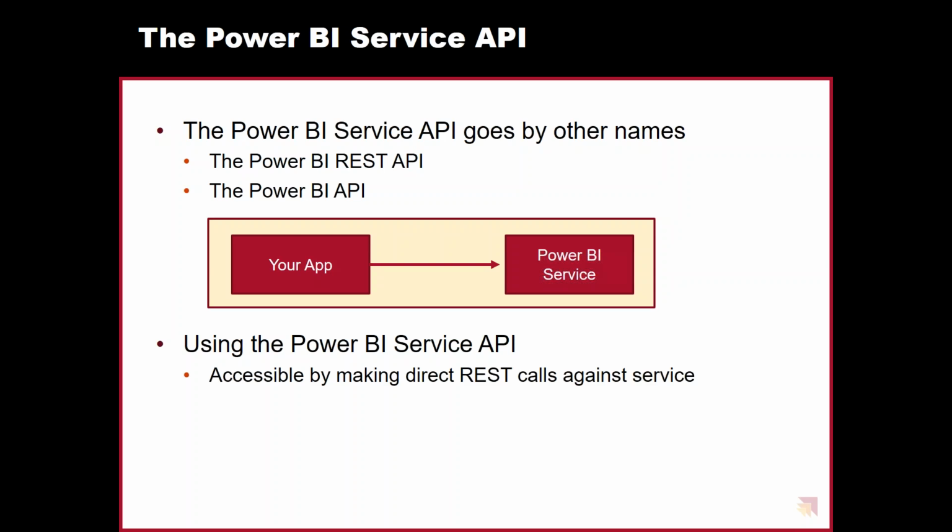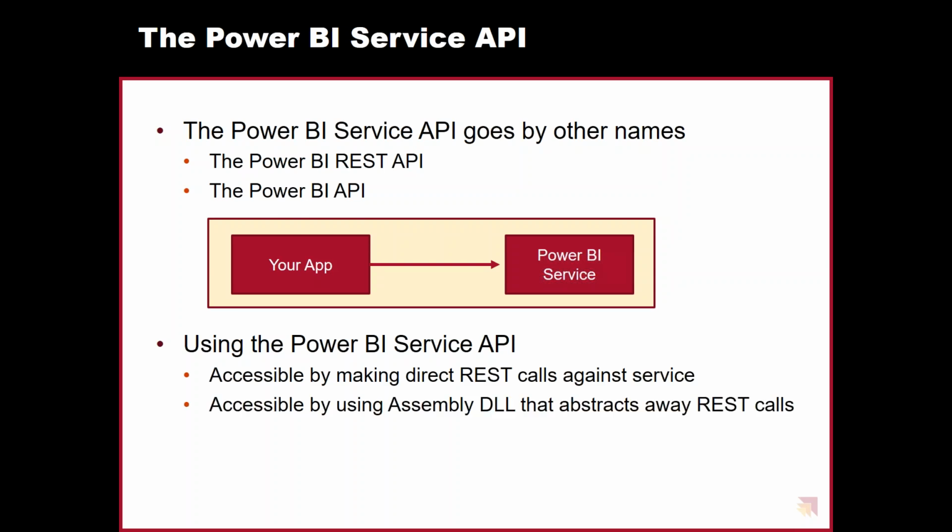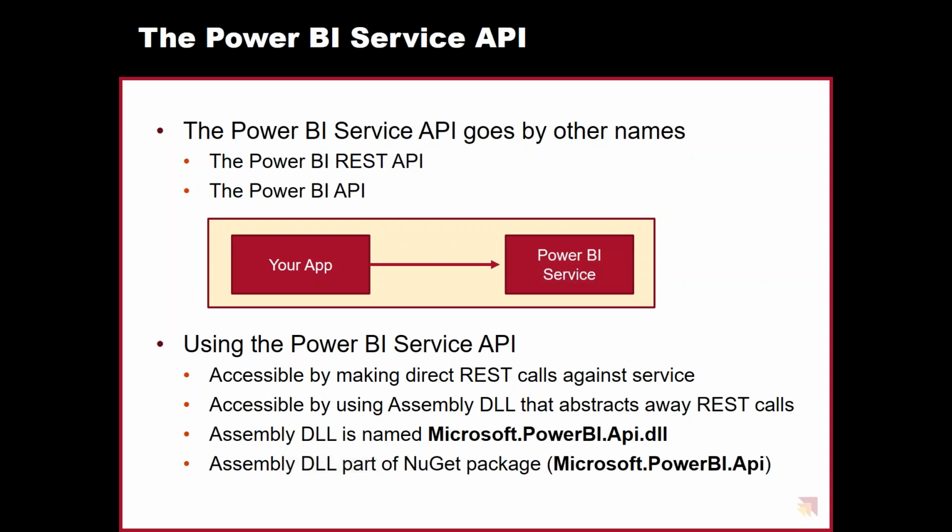Once again, using the Power BI Service API, you can make direct REST calls against it. You can use the assembly DLL that abstracts away the REST calls. If you have used this DLL, what you'll find is it's growing, but it's not growing as fast, and it doesn't cover everything that the raw REST API does. So we're playing this game where we use the assembly to do what it can do, and for things it can't do, we fall back and make REST calls directly. It's an imperfect world, but that is the way things are working, and you'll see some examples of that as we go through the session.